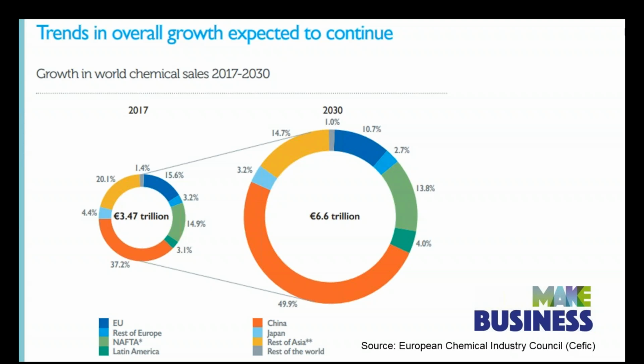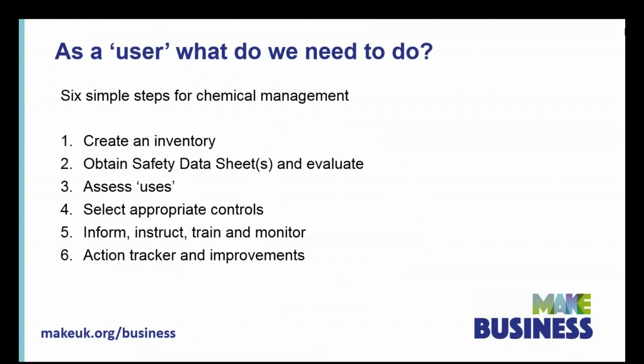So as a user, what do we need to do? What we've done in today's webinar is break the story into 6 chapters, so a user can create a kind of logical process in their business to manage chemical use. As we've just seen, chemicals are coming from a number of places around the world, predominantly China, and more so in the future. But wherever your supplier is, whether it's local down the road, what do we do as a user? So, 6 simple steps.